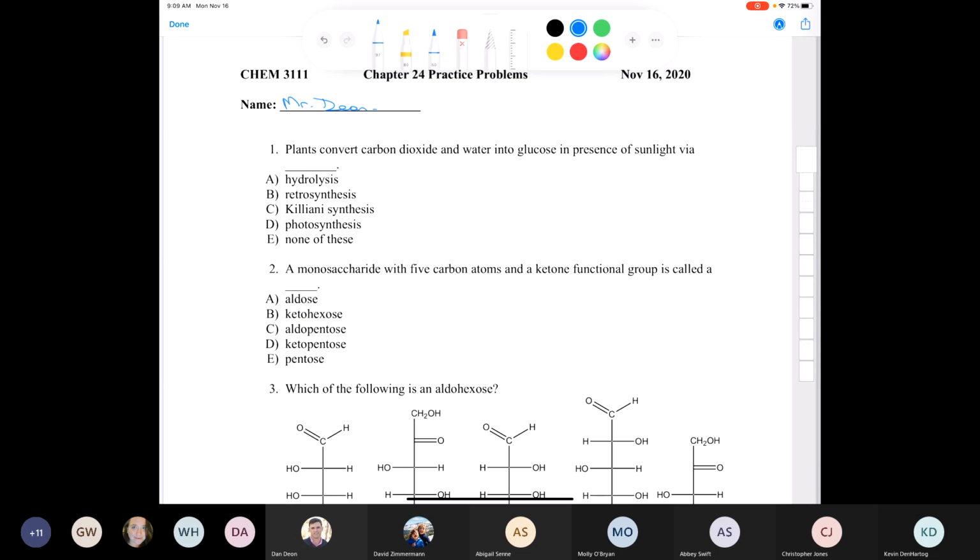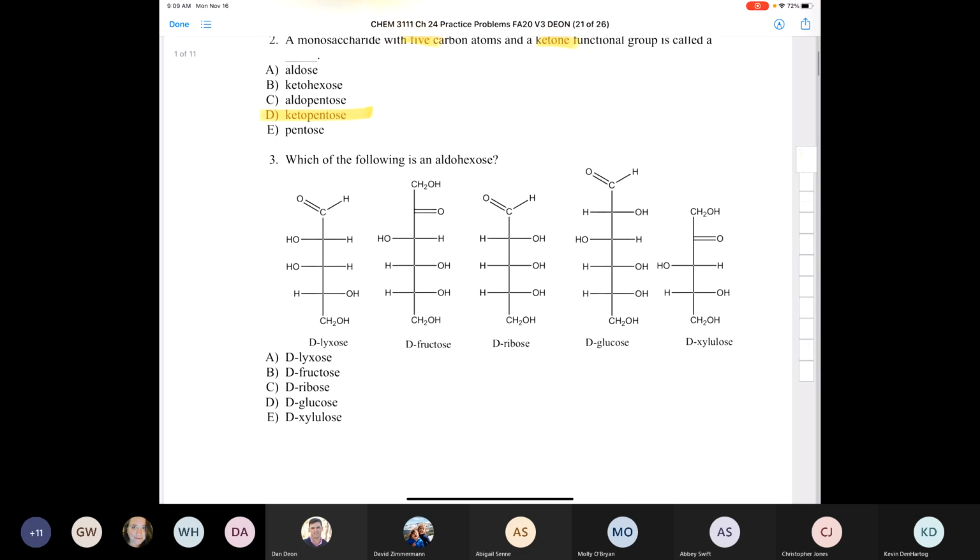All right, who's got an answer for the first one? Plants convert CO2 and water into glucose in the presence of sunlight via... All right, thanks, Winona. Photosynthesis. Number 2, a monosaccharide with 5 carbons and a ketone functional group. So if you've got 5 carbons in a ketone, this would be a... Yep, ketopentose, exactly. Let's move on to the next one.